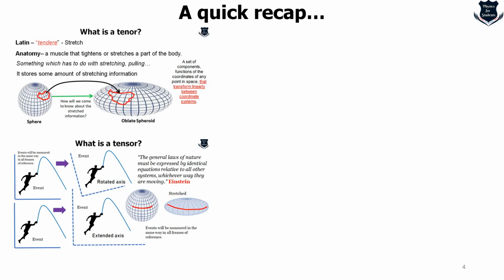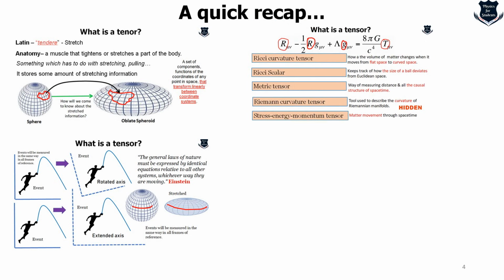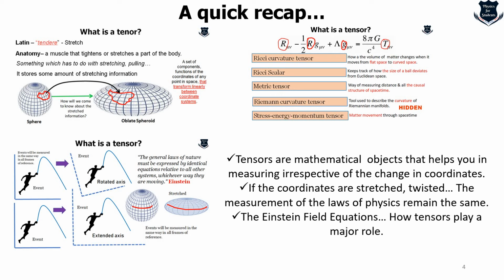We saw how tensors play an important role in measuring things or vectors in spite of the coordinates changing, and that led to the famous quotation of Einstein that the laws of nature must be expressed by identical equations relative to all other systems, whether they are moving away or whatever way the coordinates behave. We also saw that tensors play a pivotal role in understanding Einstein's field equations, and we briefly explained the Ricci curvature tensor, Ricci scalar, Riemann curvature tensor, and so on.